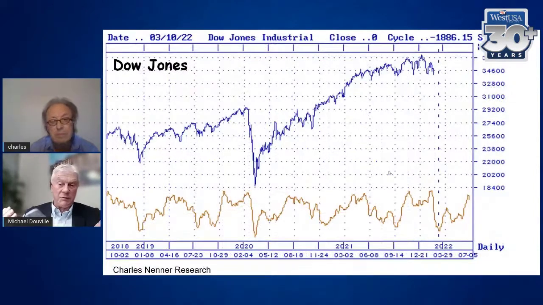Here's the Dow Jones. This is kind of very, very interesting. This is kind of a current chart, isn't it, Charles? Yeah, this is from yesterday, I think. And what it shows you is this is a daily cycle. So this is shorter term. And it shows you that the daily cycle is still down into March.